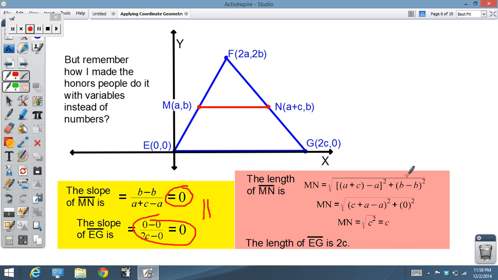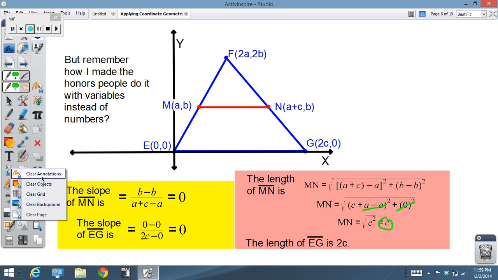Then we calculated length using the distance formula. We plugged in for MN the x coordinates, a plus c minus a, squared. Then we did the same for the y coordinates within the framework of the distance formula. And we end up seeing that these a's cancel out. That turns to a 0. We end up with the square root of c squared, and of course the square root of anything squared is just itself. Therefore, we found that the length of MN was c.